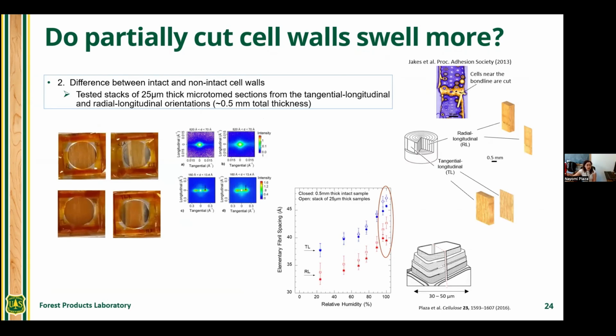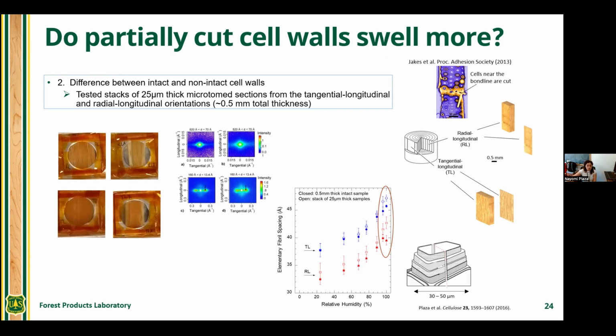We had our 0.5 millimeter whole sections of plate wood from the tangential longitudinal and radial longitudinal sections, and we made thinner sections that were just 25 micron thick using the microtome, but still about 25 millimeters across, depending on if they were tangential or radial longitudinal, since we're limited by the growth ring size, of course. And we stacked the samples to reach the 0.5 millimeter total thickness, so we would have about the same amount of material, and stacked them side by side very, very carefully.